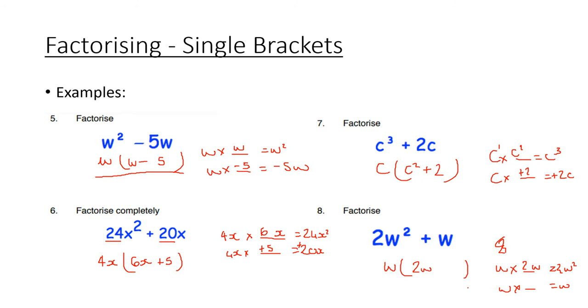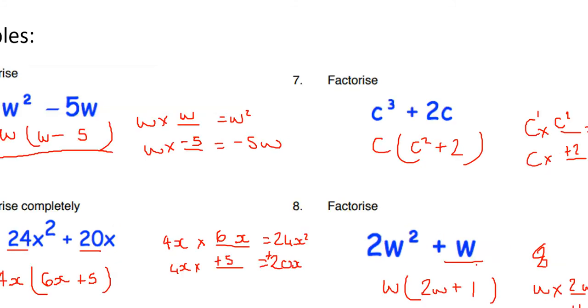And then w times by something gives you w. So what do you have to times something by to get the same exact value? That is 1. And because it's a positive, it's plus 1. Remember, anything times by 1 is always going to give you the same answer. So w times by 1 will always give you w.